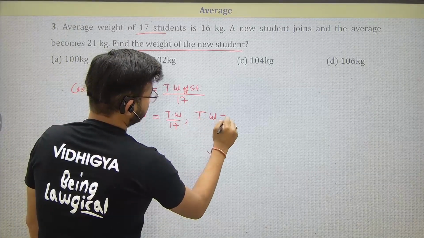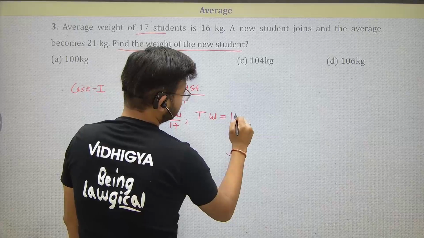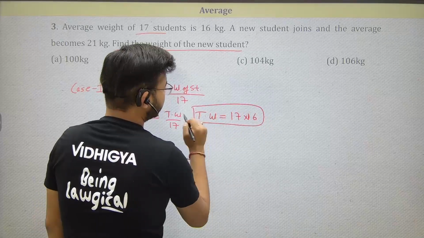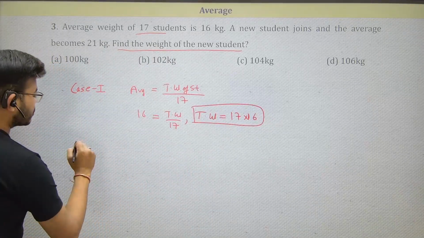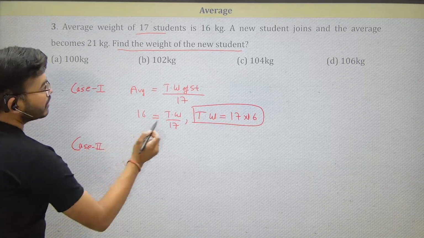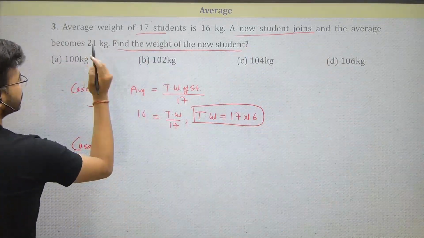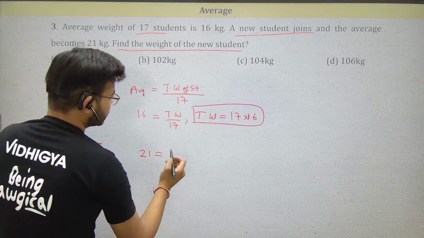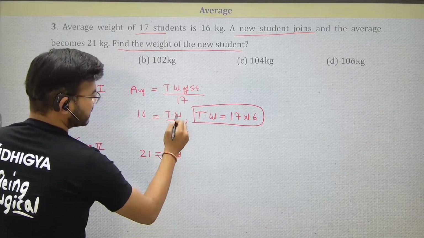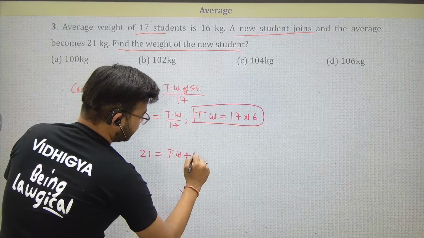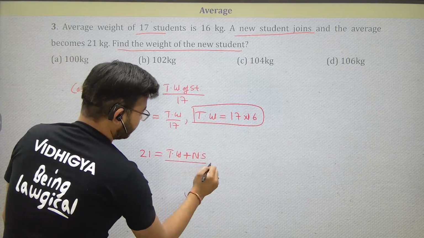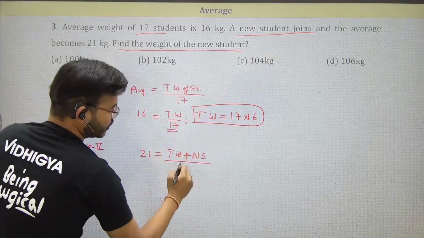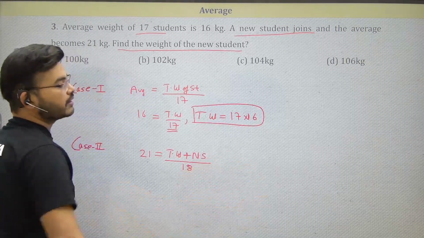So total weight will be equal to 17 into 16. So this will be the total weight in the first case. Now in case 2, wherein a new student joins, the average becomes 21 kg. So this average is now 21. We need to find the weight of the new student. So total weight of the students which was there earlier, plus the weight of the new student, divided by the total number of students. Earlier there were 17, but a new student joined. So the total number of students will become 17 plus 1, that is 18.